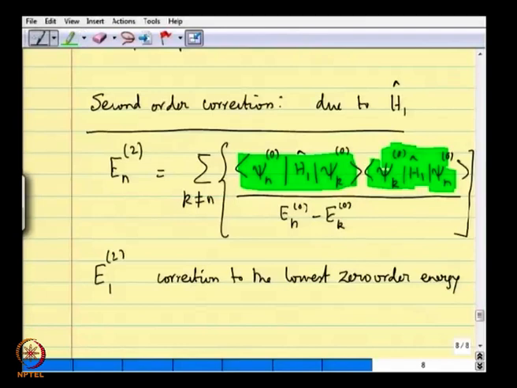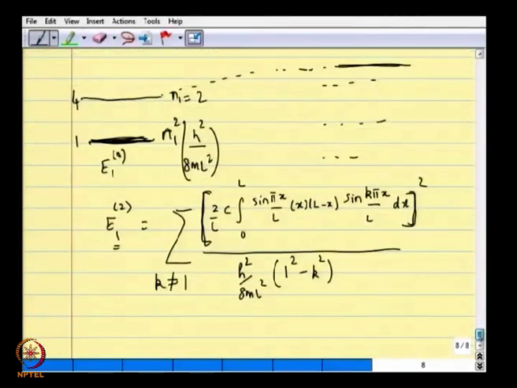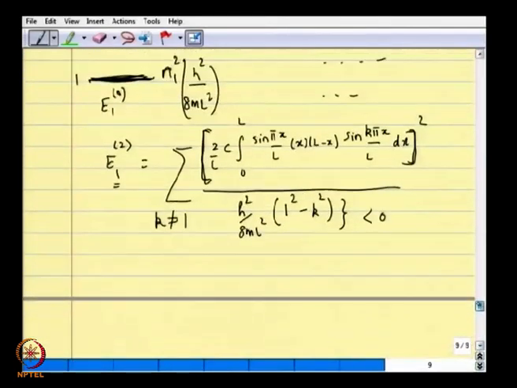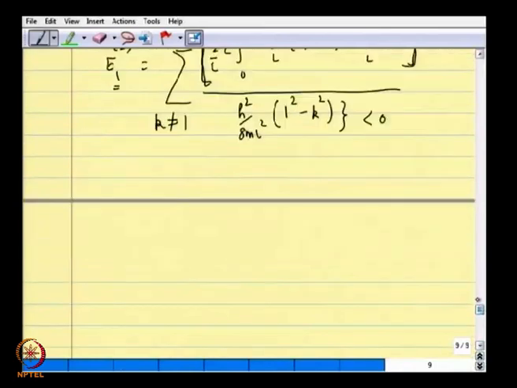And then what you also have is that the denominator for every term of k is negative. This term is less than 0 because k is greater than 1. Therefore, you are summing only negative terms. The numerator is positive always and the denominator is always negative. Therefore, the second order correction to the lowest energy is always negative. This is for non-degenerate states, the problem that we have looked at.